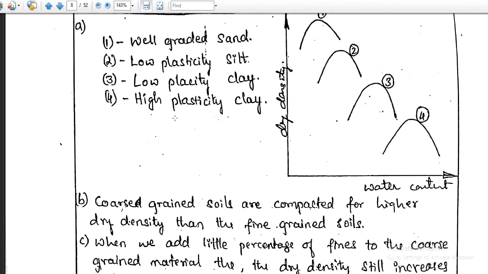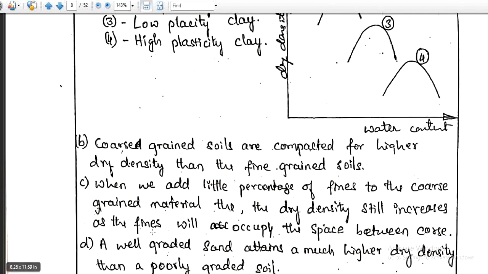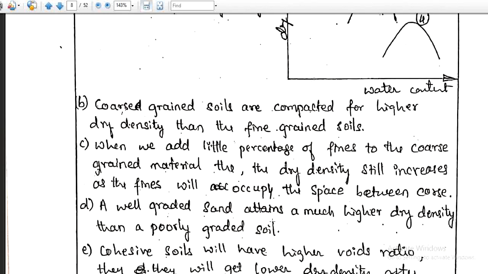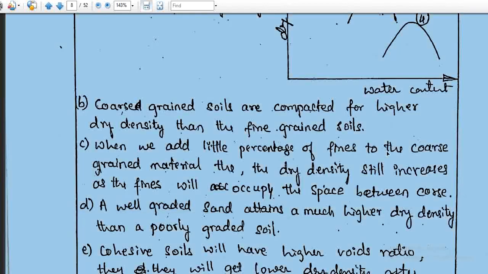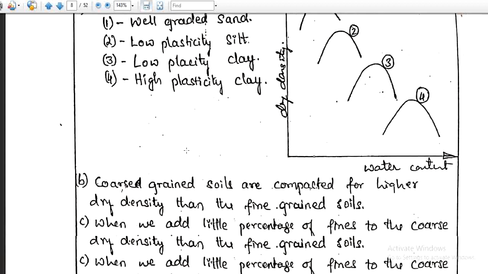Coarse grained soils are compacted to higher dry density than fine grained soils. Okay, so this is the one observation which we have made. Next, when we add a little percentage of fines to coarse grained material, the dry density still increases as fines will occupy the space between coarse grained soil. Well graded sand attains a much higher dry density compared to poorly graded soil. So you can see over here, well graded soil will always achieve the maximum dry density compared to other grades of soil. So it is always recommended to use well graded soil in any engineering works.